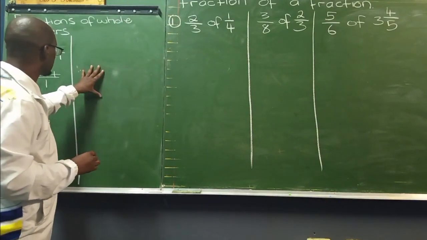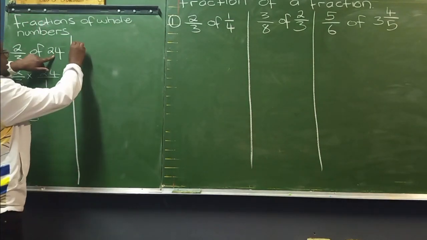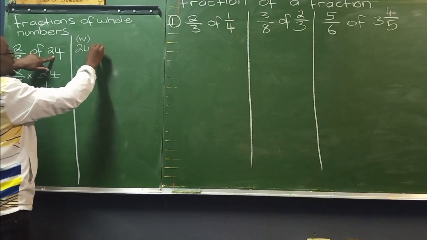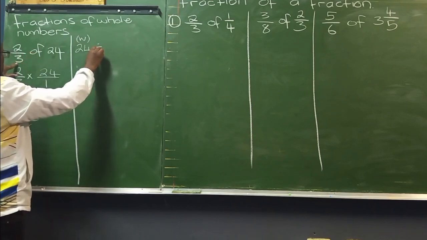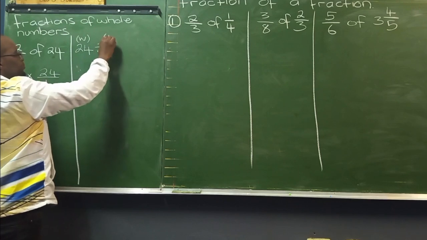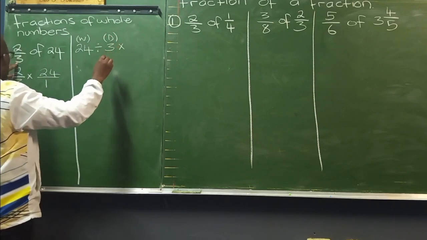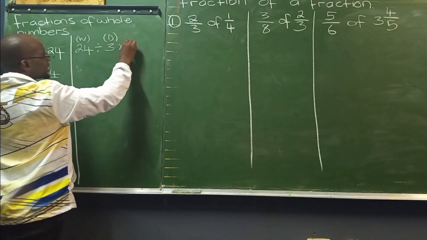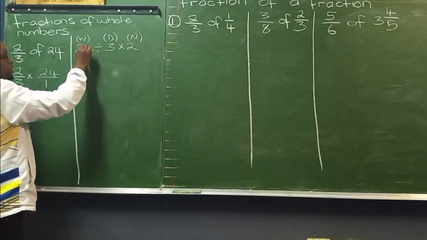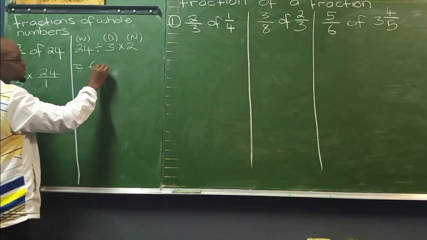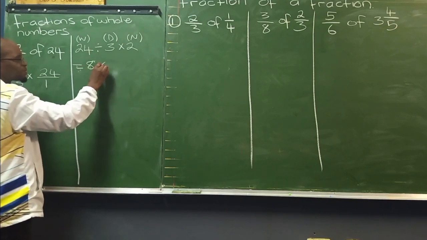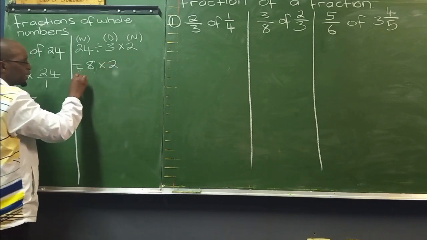Now, using the second method, we can say the whole number 24, which is our whole number, divided by our denominator in this case, which is 3, multiplied by our numerator in this case, which is 2. 3 goes into 24 8 times, multiplied by 2, and this gives us 16.